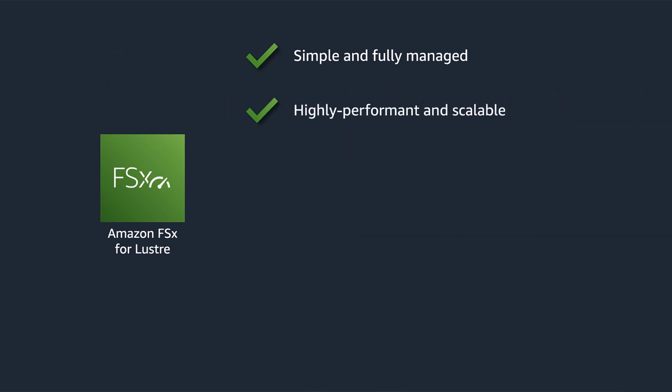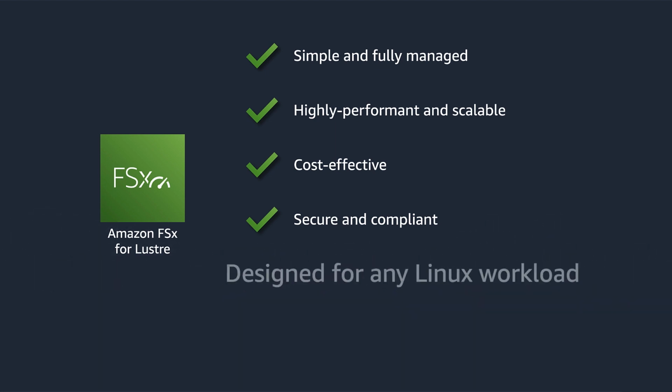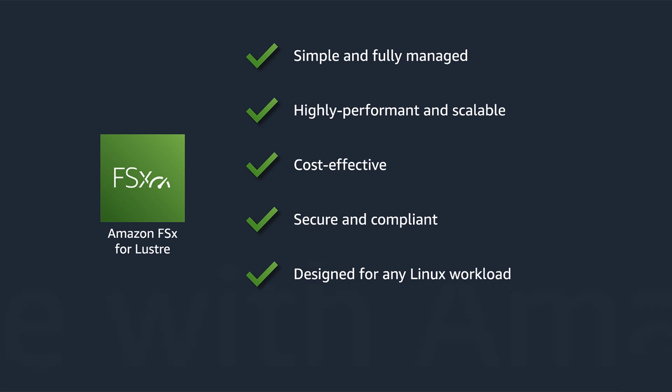These file systems can scale to hundreds of gigabytes per second of throughput and millions of IOPS, while delivering consistent sub-millisecond latencies. It offers a range of storage options and features to optimize price and performance. Data is automatically encrypted and is compliant with global security standards. It's POSIX compliant, so you can use it with your existing Linux-based applications without having to make any changes. These file systems can be optionally linked to an Amazon S3 bucket, so S3 objects are transparently presented as files in the Lustre file system.